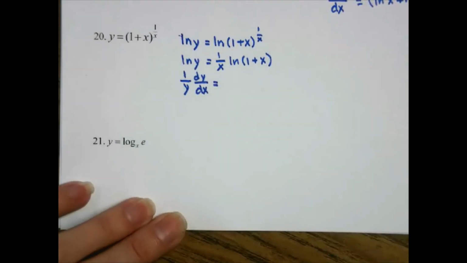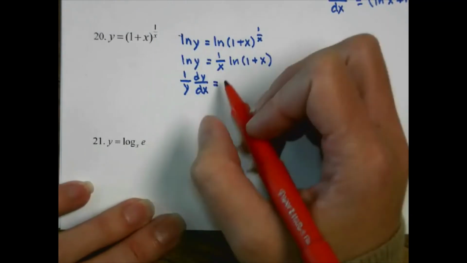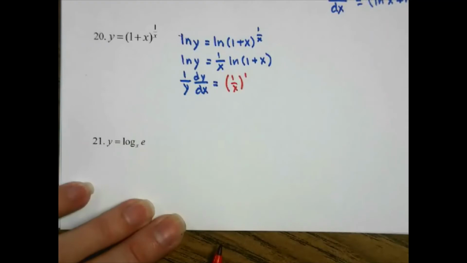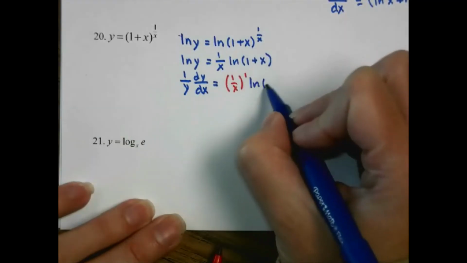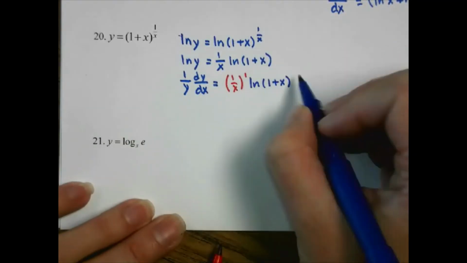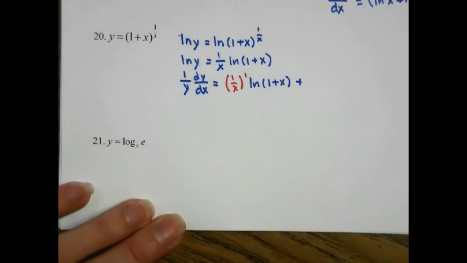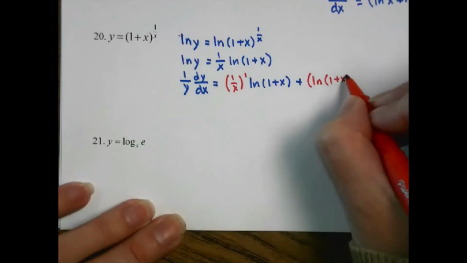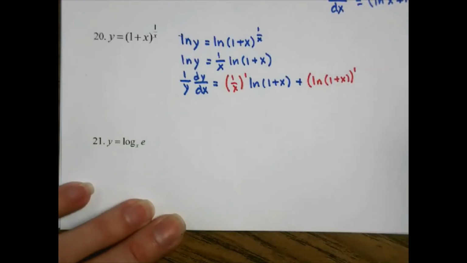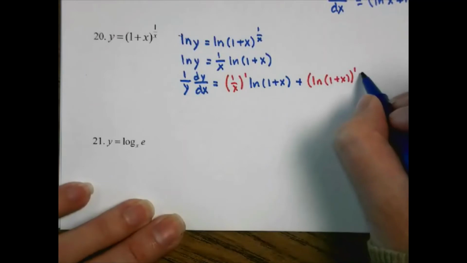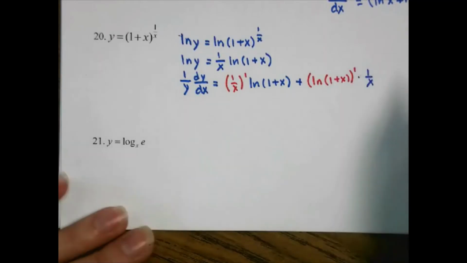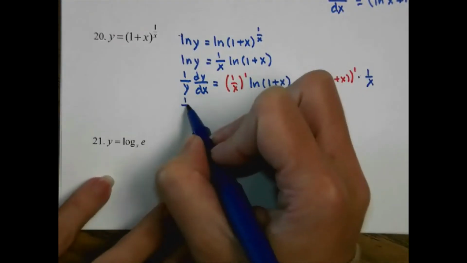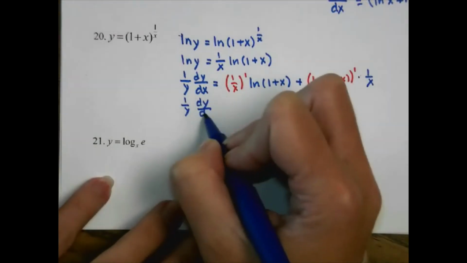Here we're going to do a product. And again, the notation, do what makes sense for you. So 1 over x prime, natural log 1 plus x, plus natural log 1 plus x prime times 1 over x. So we're going to have 1 over y dy dx.